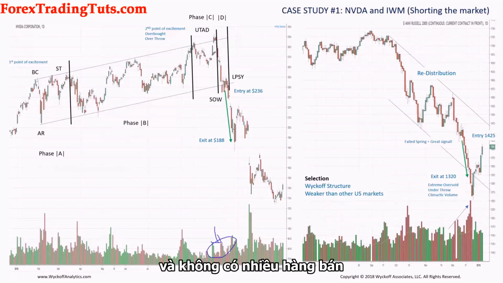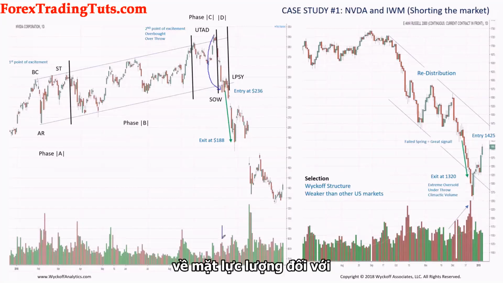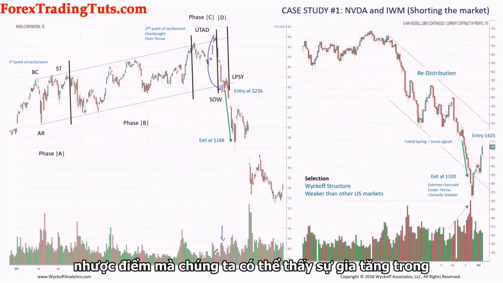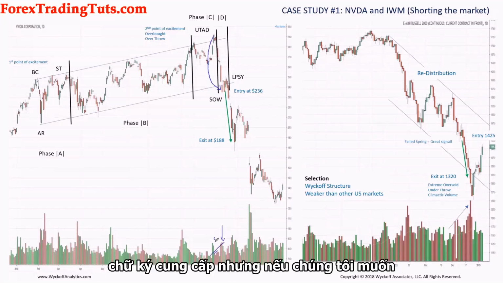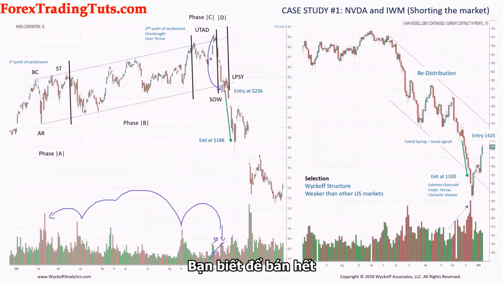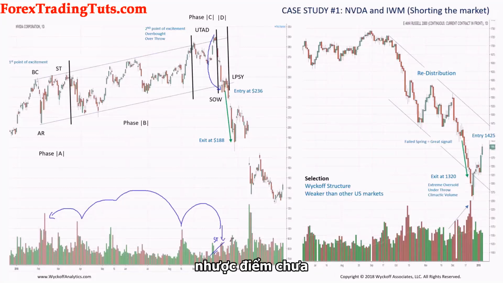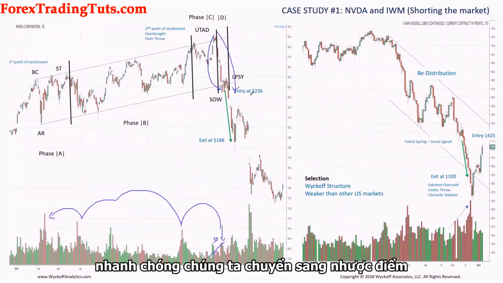and there was not a lot of selling, actually. If you think about what this move to the downside had in terms of force to the downside, we could see the increase in the supply signature. But if we compare it to the previous attempts to sell off, it actually was less of a force to the downside. Yet, look at how quickly we move into the downside.